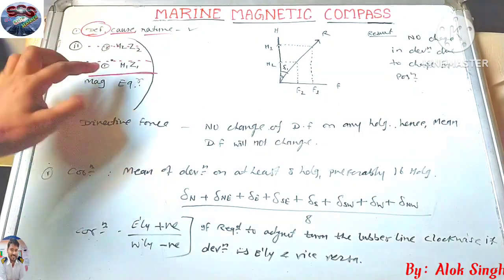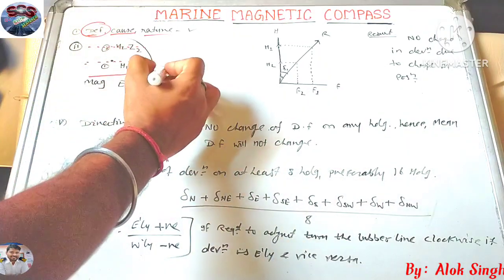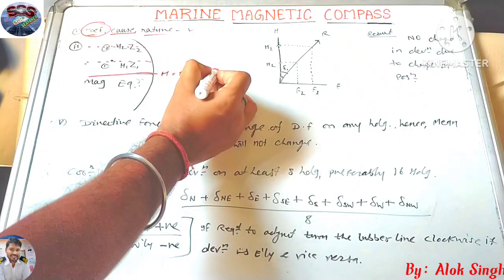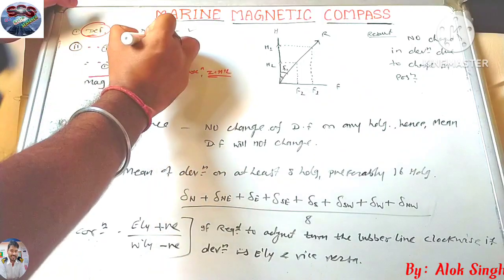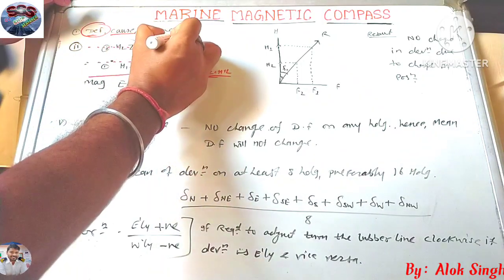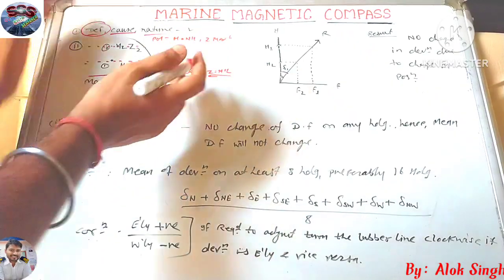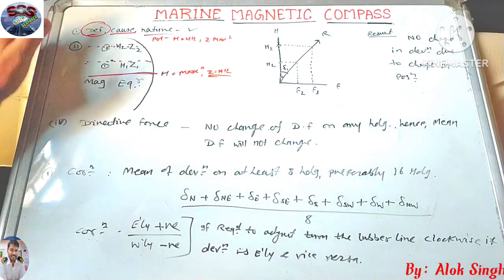Suppose H1. We know, in our Earth magnetism, we have already studied that H is maximum at the equator. So H is maximum here, and Z is almost nil here. When we go to the pole, H is nil and Z is maximum, and in the same respect it is increasing or decreasing from the equator up to the pole.